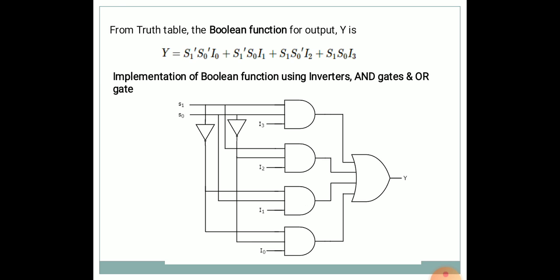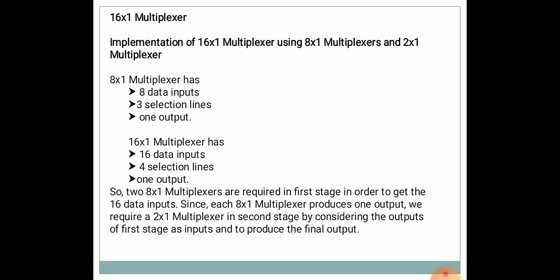In the same way, we can get a 16-into-1 multiplexer, and the implementation of the 16 cross 1 multiplexer can be done using 8 cross 1 multiplexers and 2 cross 1 multiplexers. The 8 cross 1 multiplexer has 8 data inputs, as we have seen that a 4 cross 1 multiplexer contains 4 input lines and 2 selection lines.